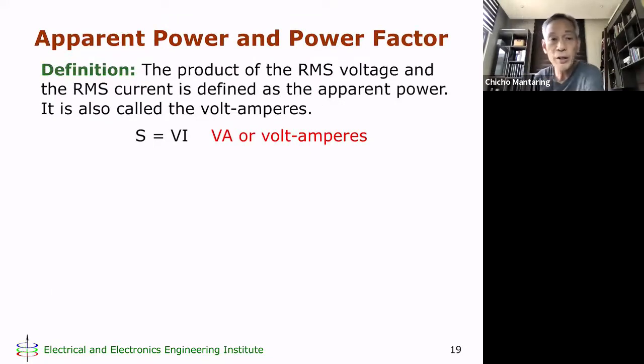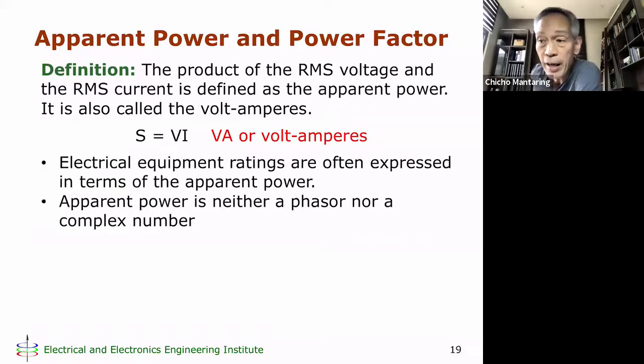Okay, so this is the third one. I defined real power, I defined reactive power. Now I'm going to define what we call apparent power. The product of the RMS voltage and the RMS current is defined as the apparent power. More commonly, it's called your volt amperes. And the symbol for apparent power is S. So S is really just VI, and the unit is VA or volt amperes.